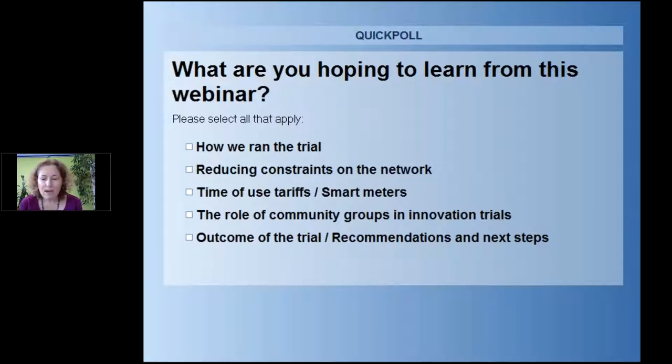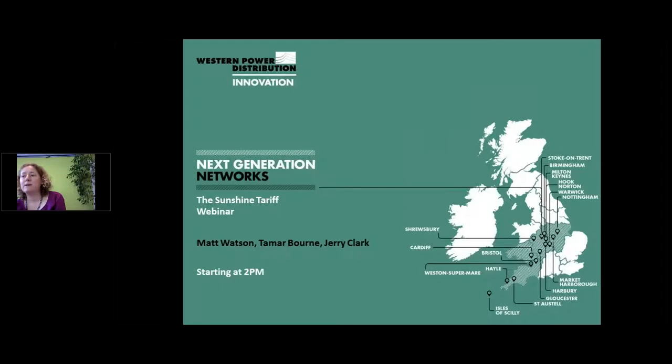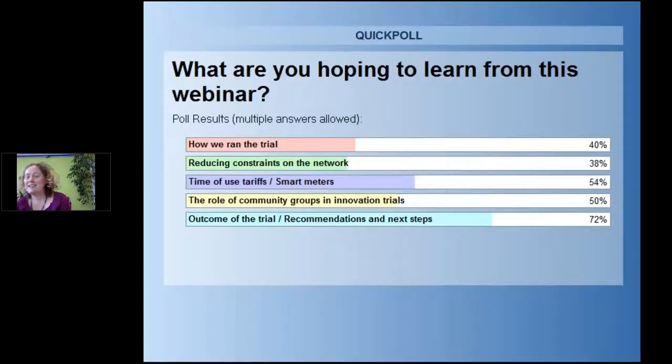If your option isn't available, one of the things you could do is add your thoughts to the question bar. That will allow us to keep a record of what people are hoping to get from this, and also to respond in the FAQs afterwards if we haven't been able to do so. Right, okay, we're at a pretty good percentage of responses, so we're going to close the poll now and share the results. There you go. Most people seem to be interested in the outcomes of the trial, which is great because we're going to be able to share that with you today.